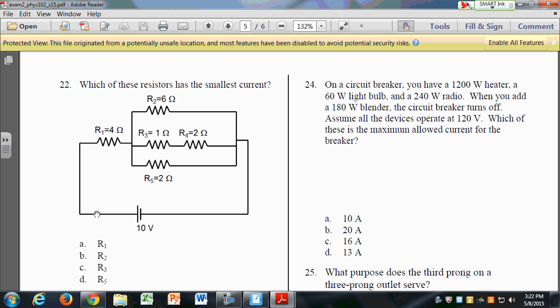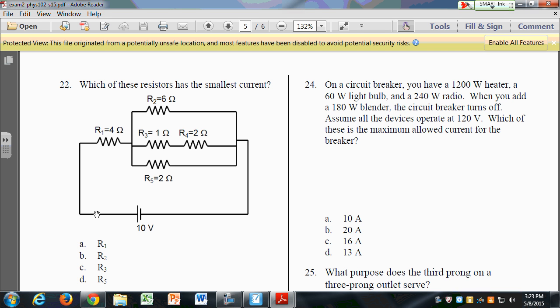And so the answer to this one would be what? What now? No. Not B? Oh, yeah. I'm sorry. Yes, you're right. That's not what I said, but you're right. This one has the smallest current. Yeah, R2. But for example, if this was a 6 ohm resistor right here, that would mean R3 would have the smallest current.